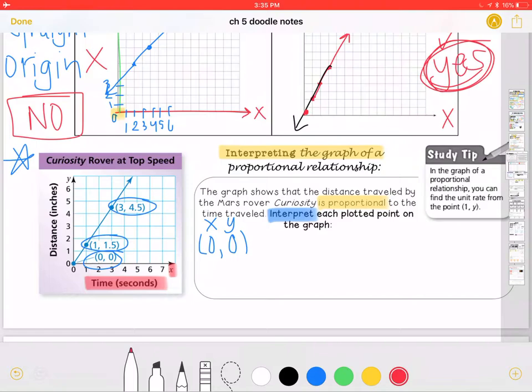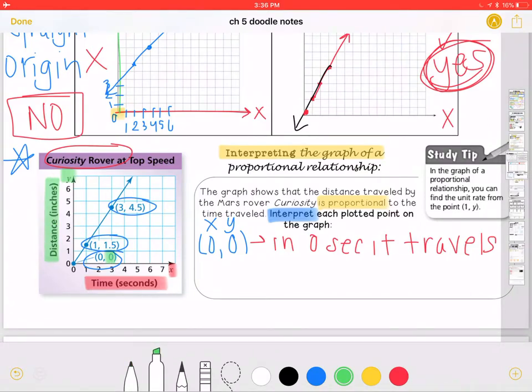So what that means is that in 0 seconds, this Curiosity rover travels. So in 0 seconds, it travels. And now let's look at our y. How far does it travel? Because your y is showing the distance in inches. See that? That's our y. So our y is also 0. So in 0 seconds, this rover is going to travel 0 inches, right? If it's not moving any amount of time, then it's not going to be moving any amount of distance or inches.